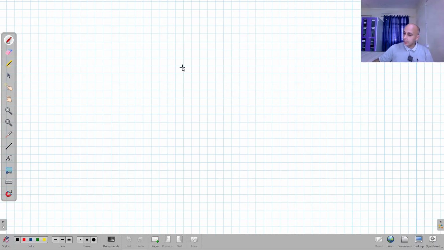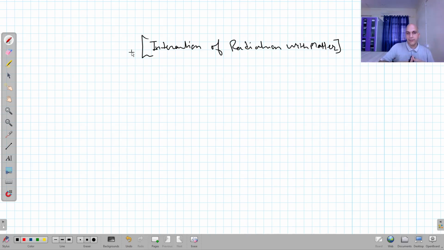In today's lecture, I'm going to take the next topic of nuclear physics, and the topic is interaction of radiation with matter. Right? So again, it is a very important topic in nuclear physics. Here in this topic, we are going to study how the nuclear radiations interact with matter. Nuclear radiations means the particles that are coming out of the atomic nucleus.